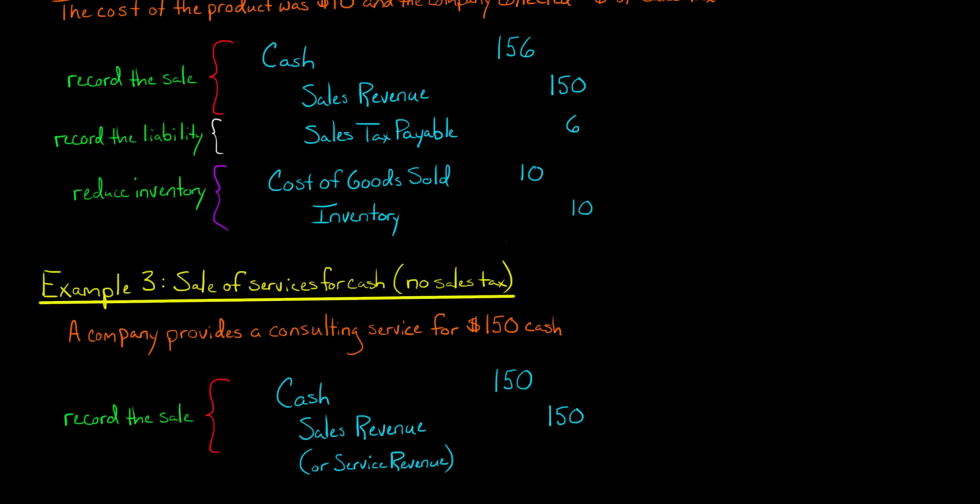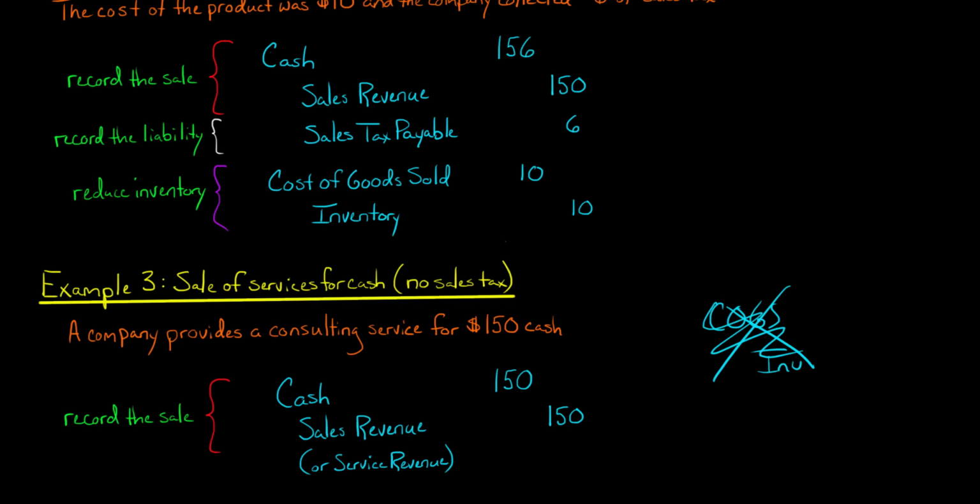And in our third example, now we're going to assume that we sell services. Okay, we sell services instead of a product. So the company provides a consulting service for $150 cash. So because we're providing a service, we're not going to have this journal entry where we debit cost of goods sold and then we credit inventory. We don't have to do that entry this time because there is no physical product. So we don't have to worry about that.